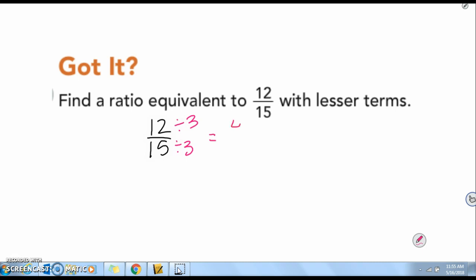12 divided by 3 is 4. 15 divided by 3 is 5. 4/5 is equivalent to 12/15. If you have a problem where they want you to find a ratio equivalent with greater terms, then you would use multiplication.